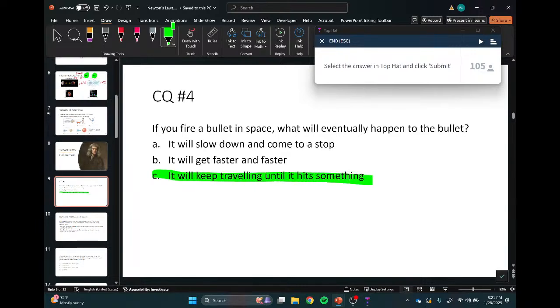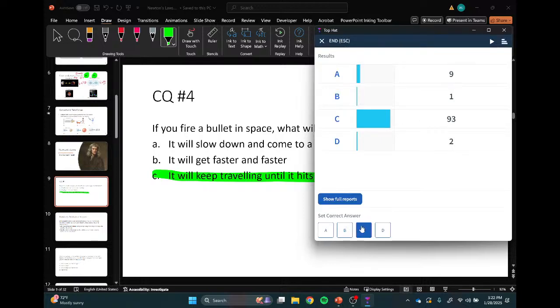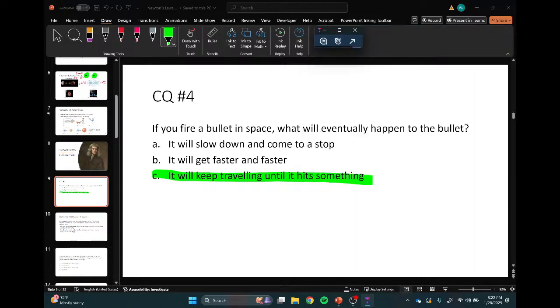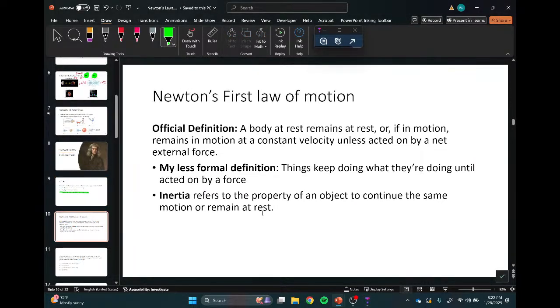It will not get faster. It will not get slower. It will not change direction. It will keep going forever until something affects it. And that is Newton's first law. Newton's first law says an object at rest remains at rest. An object in motion remains in motion until an external force acts on it. Until some force acts on it externally.